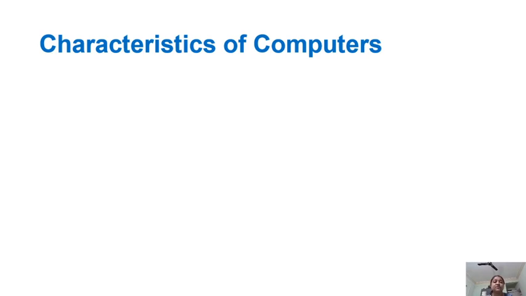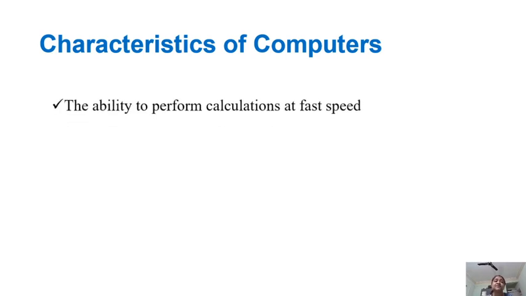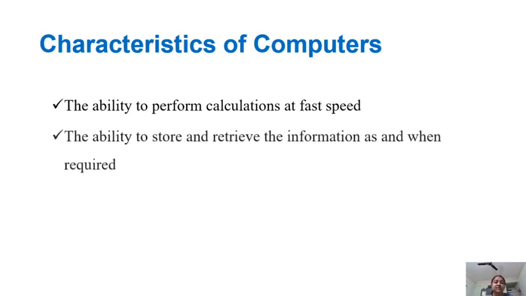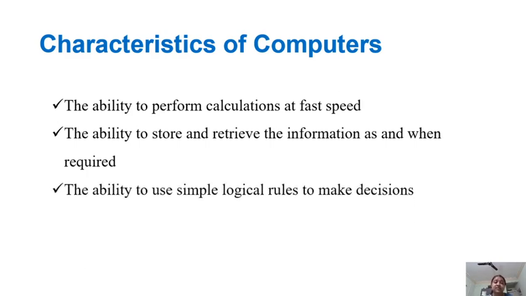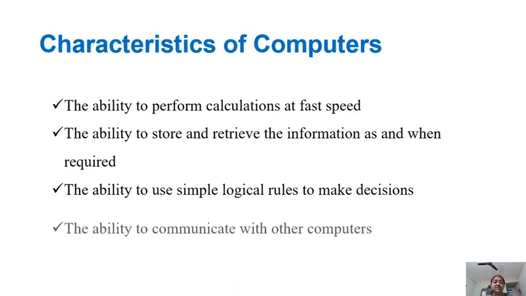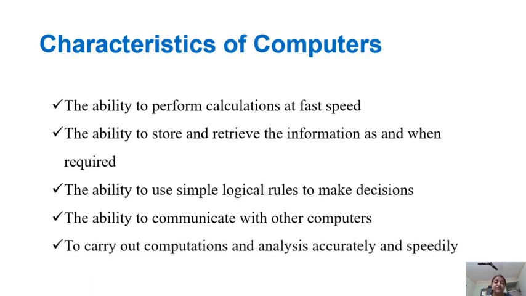Characteristics of a computer. The computer has the ability to perform calculations at fast speed. It has the ability to store and retrieve information as and when required, the ability to use simple logical rules to make decisions, and the ability to communicate with other computers and to carry out computations and analysis accurately and speedily.